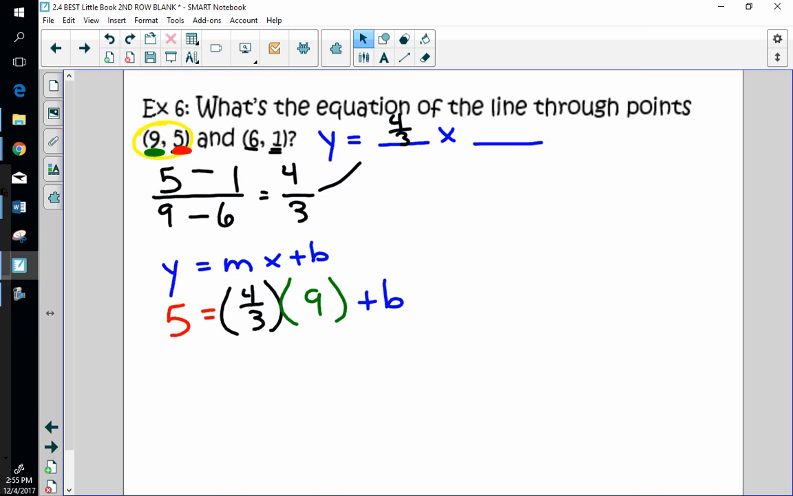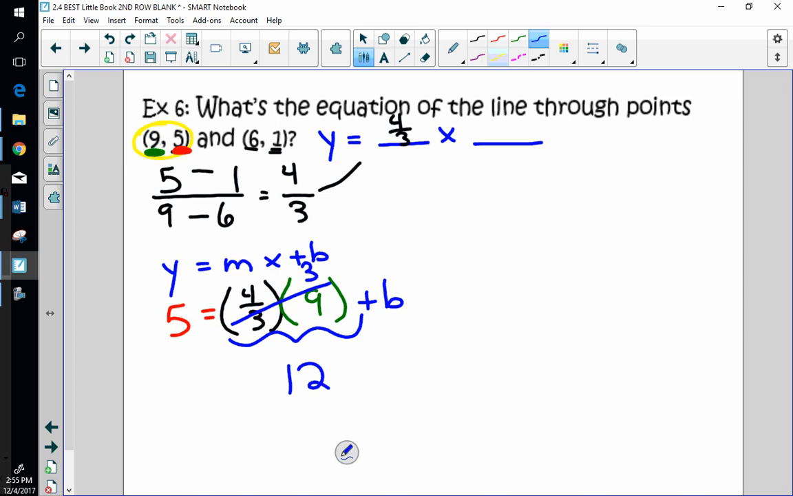Again, when you solve for b, the first thing you're going to do is multiply the 4/3 and the 9. And again, don't let the fraction fool you. This is just 9 divided by 3. 9 divided by 3 turns into 3. So this whole thing right here is 4 times 3, which is 12. Just going to bring everything else down.